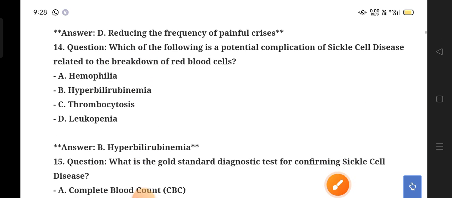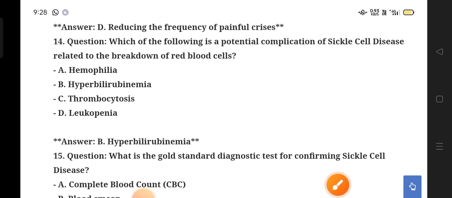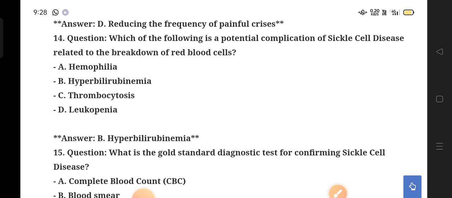Next, which of the following is a potential complication of sickle cell disease related to the breakdown of RBC cells? Option B, hyperbilirubinemia.